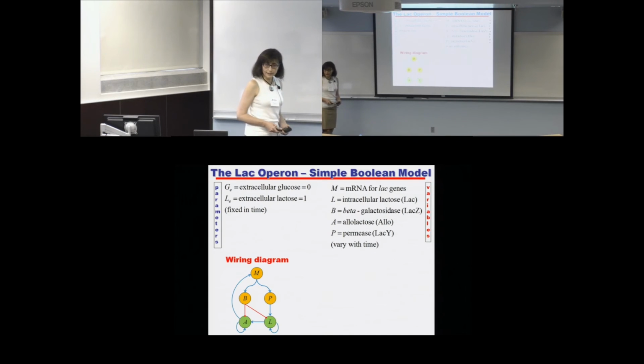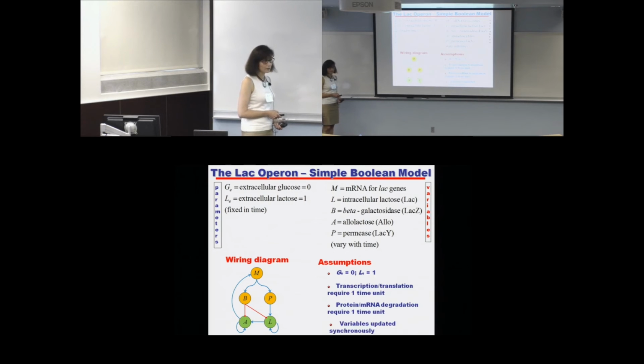So the wiring diagram, now based on this understanding of the biology, looks like this. And I want to point out that, as with every model, we have to talk about assumptions. Now that we have eliminated a bunch of elements that we don't think are important for the first model, let's make a few more. Let's assume that for those parameters we have the values of most interest to us: we do not have glucose and we have lactose, and see what will happen.